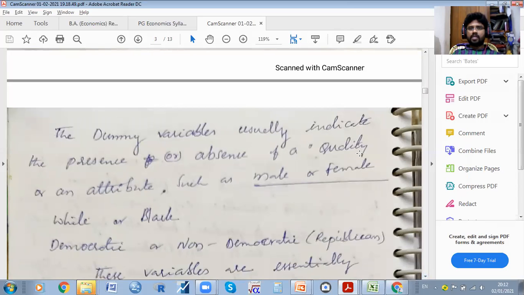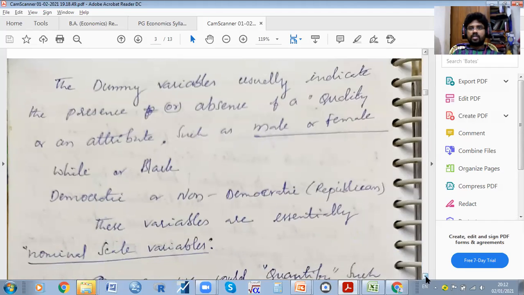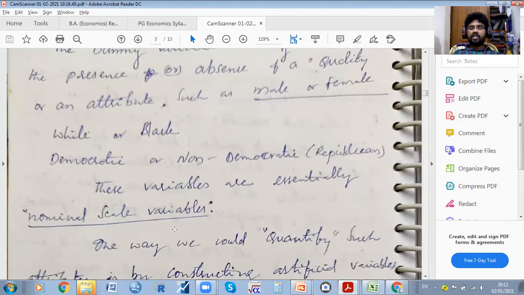As I told you, the dummy variable usually indicates the presence or absence of a quality or an attribute, such as male or female, white or black. For example, democratic and non-democratic. These variables are essentially nominal scale variables, which we generally use in statistics and research.